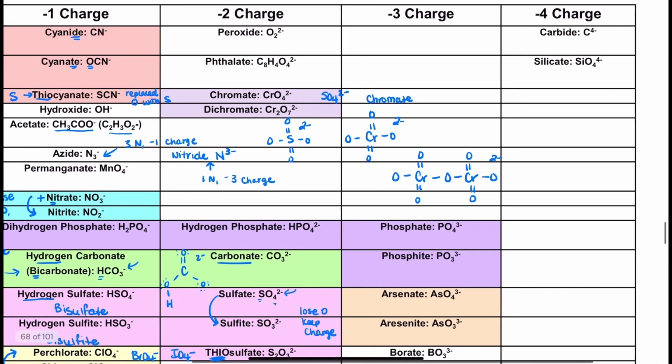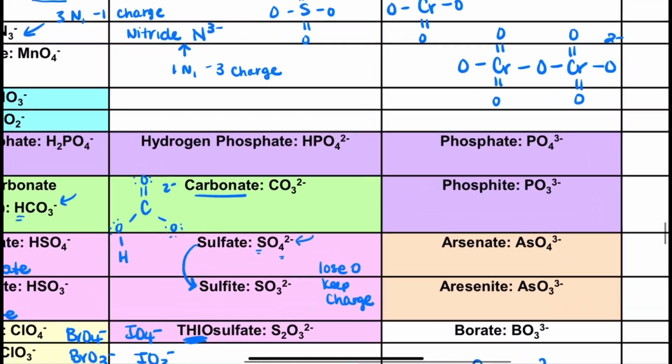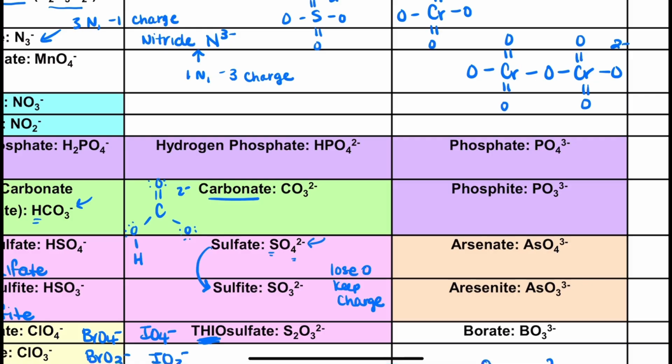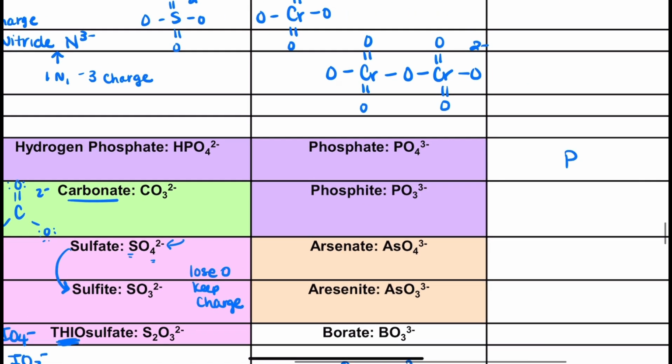Okay, -3 charge. We've got phosphate versus phosphite. Phosphate, you have to know, is PO4 3 minus. Structurally, it looks like this, and then you've got your lone pairs that I keep neglecting to draw in. But it's a 3 minus charge. Phosphite, so ate to ite, same thing, lost an oxygen, kept the charge.